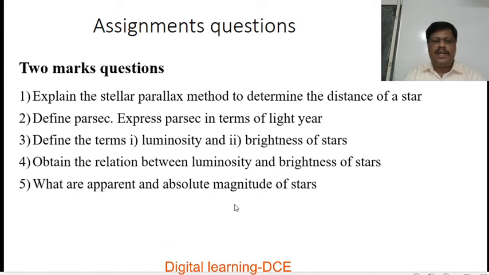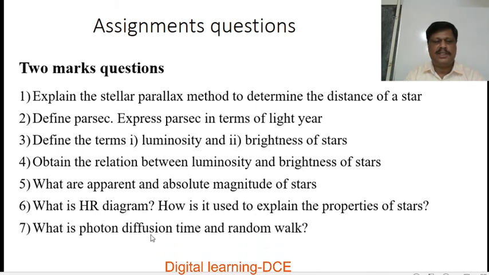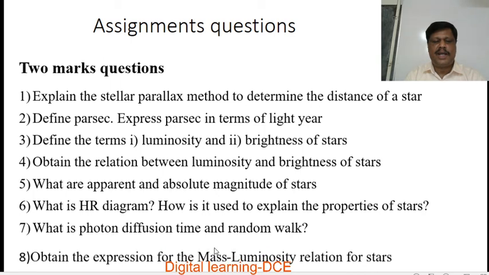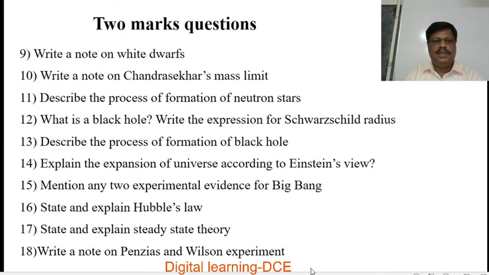What are apparent and absolute magnitude of stars? What is HR diagram? How is it used to explain the properties of stars? What is photon diffusion time and random walk? Obtain the expression for the mass luminosity relation for stars. Write a note on white dwarfs.